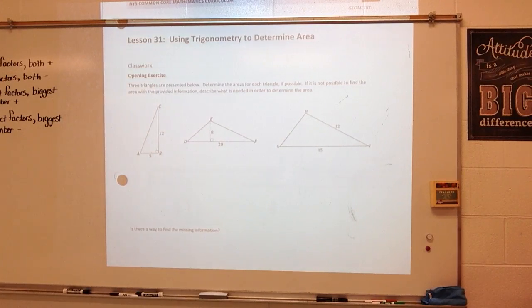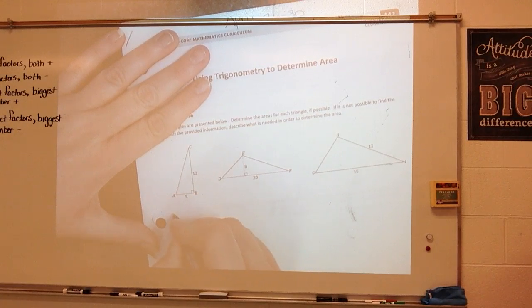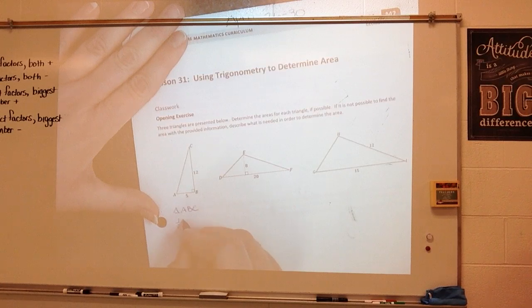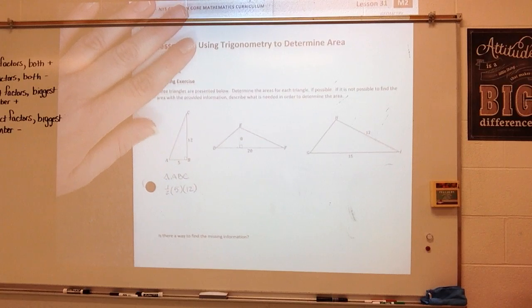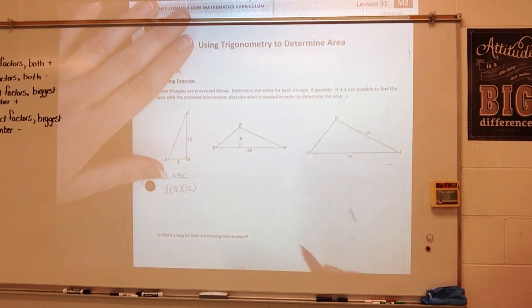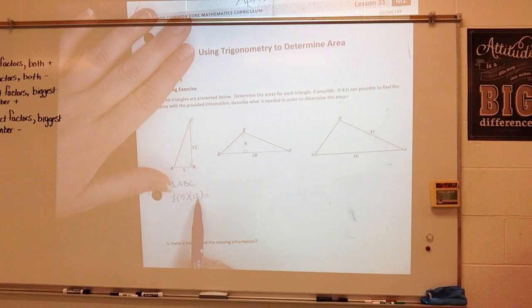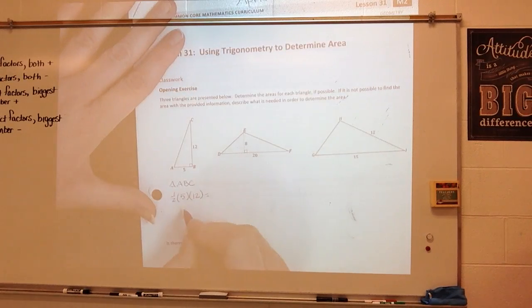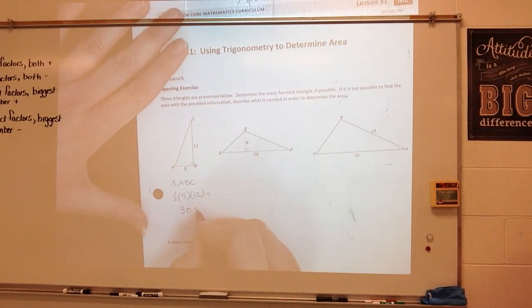How do I find the area of a triangle? 1/2 base times height. So for triangle ABC, I can do 1/2 times the base times my height. So I get 1/2 times 12 is 6. 6 times 5 is 30. And since we are doing area, it is square units.